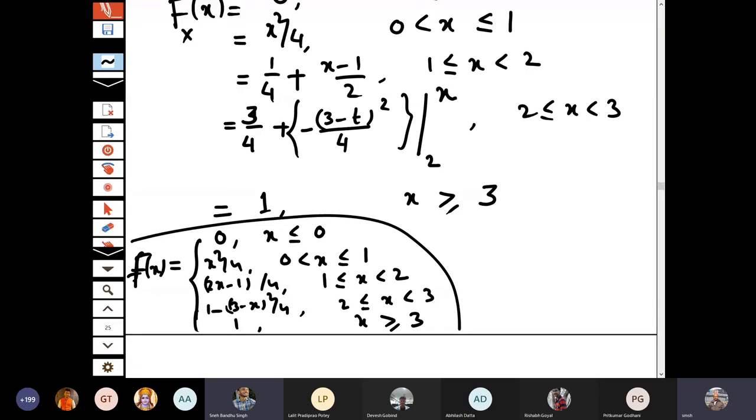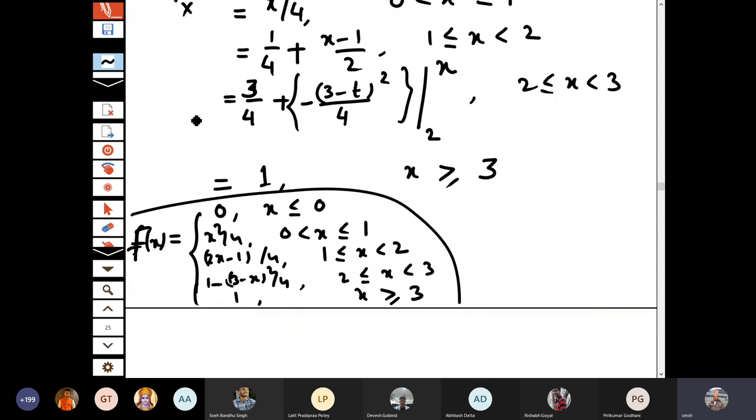And you look at the derivative now. If I differentiate in the interval x less than 0 and x greater than 3, I will get 0. In the interval 0 to 1, I will get x by 2. In the interval 1 to 2, I will get half. In the interval 2 to 3, I will get (3 minus x) by 2. And for x greater than 3, I will get 0. The function is not differentiable at 0, 1, 2, and 3. Okay. So for almost all x, this is differentiable, and those points do not make any difference to this.